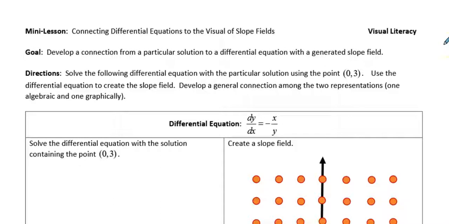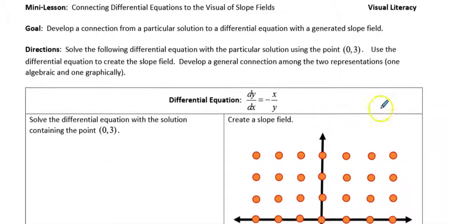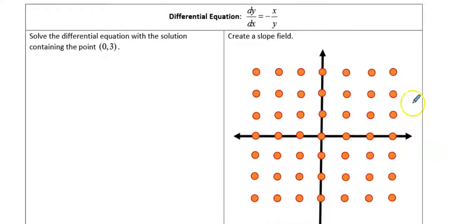Hello guys, and welcome to a video I'm making where I'm going to connect differential equations to a slope field. One of the things I want to talk about is how to take a differential equation, which you see here as dy over dx equals negative x over y, and create a visual of this actual problem, and then relate how we're solving the differential equation through calculus to the slope field that we're going to create down here. So let's go ahead and look at our example.